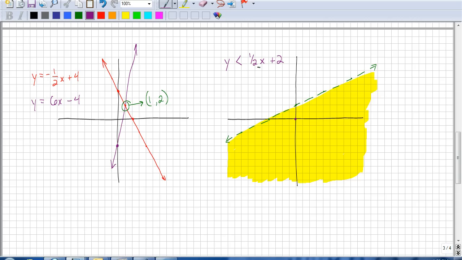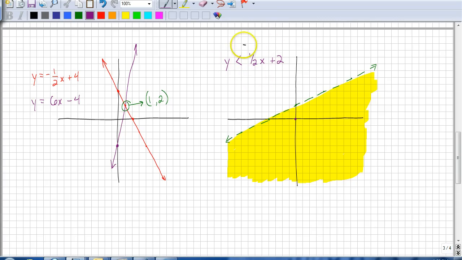Now there is a way that we can do this that's a lot faster instead of picking a point not on the line, but it only works when it's in slope-intercept form. So I want to make sure that you recognize this. Before we go any further, make sure you hear me correctly. The only time this shortcut works that I'm going to show you is if it's in slope-intercept form.